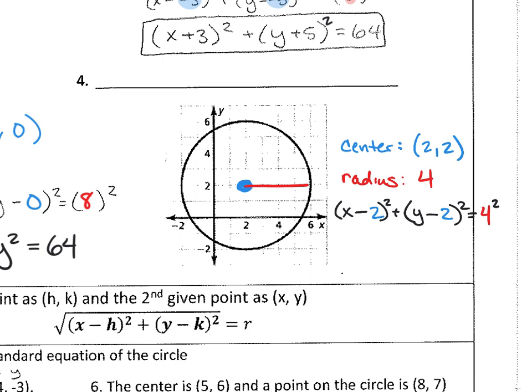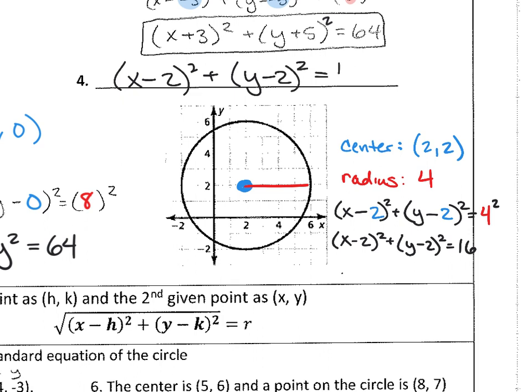The only simplifying I have in this problem, because I don't see minus a minus inside these parentheses here, I just have to square the 4, which means the answer to this, the equation of this circle, is x minus 2 squared plus y minus 2 squared equal to 16. I just squared 4. We write that up here in the nice little blank that we left you. X minus 2 squared plus y minus 2 squared equal to 16.